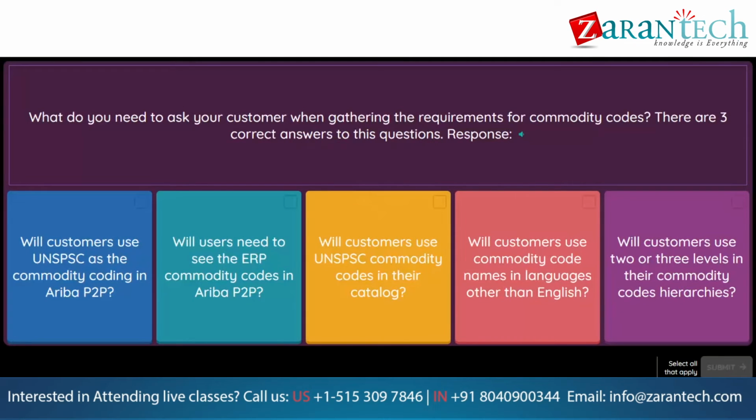Question: what do you need to ask your customer when gathering the requirements for commodity codes? There are 3 correct answers to this question. Response. Option 1, will customers use UNSPSC as the commodity coding in Ariba P2P? Option 2, will users need to see the ERP commodity codes in Ariba P2P? Option 3, will customers use UNSPSC commodity codes in their catalog? Option 4, will customers use commodity code names in languages other than English? Option 5, will customers use 2 or 3 levels in their commodity codes hierarchies?